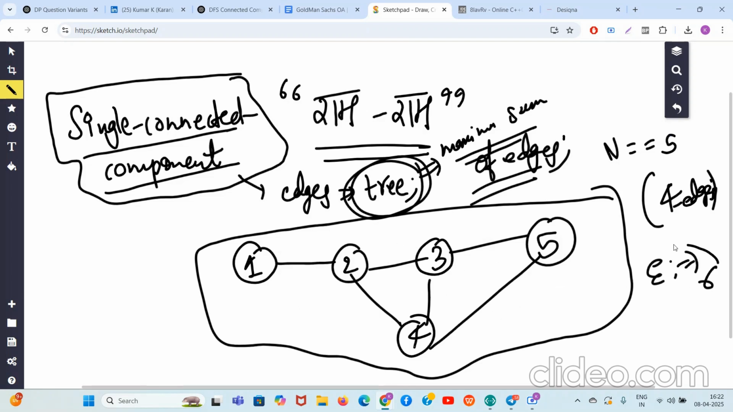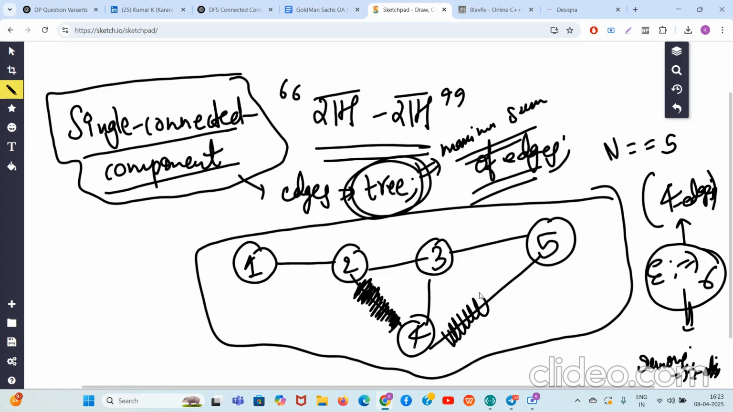So there are six edges, but you want only four edges to make it a tree. So you need to remove two edges. So how will you decide which two edges to remove? Let's say in this graph you can see that you should remove this edge, right? And you should remove this edge, right? Then the tree will be looking like this, which has no cycles in it.